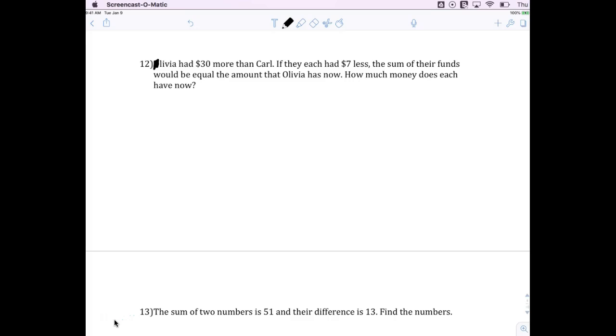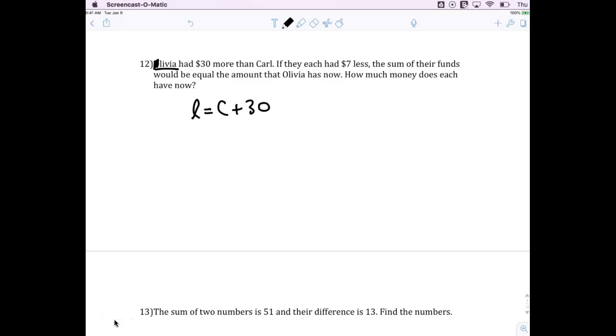So, Olivia had 30 more than Carl. So how do I write that equation? L plus 30 equals C. Now, look right here. That's a good mistake, and I'm glad you made it. I think you wanted it to be L is equal to C plus 30, not L plus 30 equals C. If you do L plus 30 equals C, that means Carl has more.